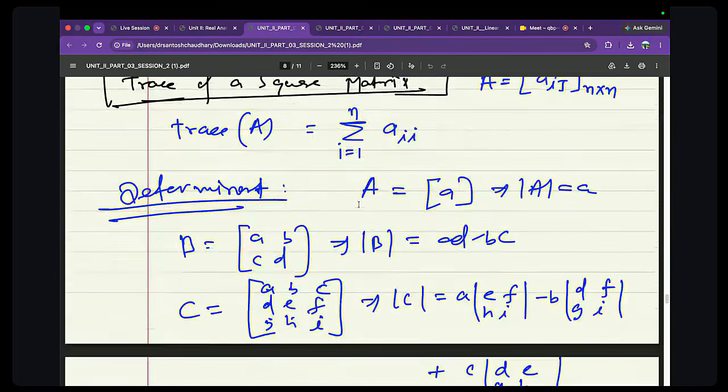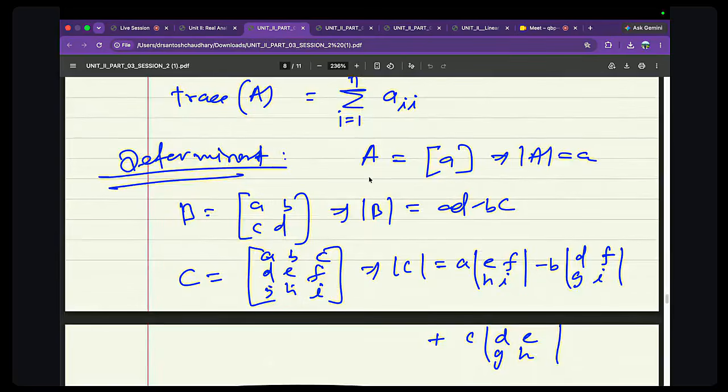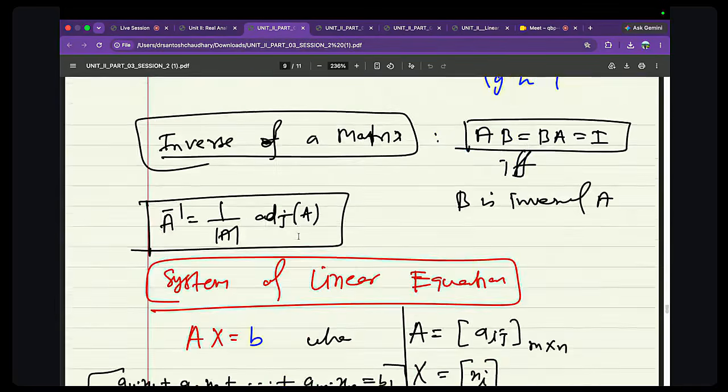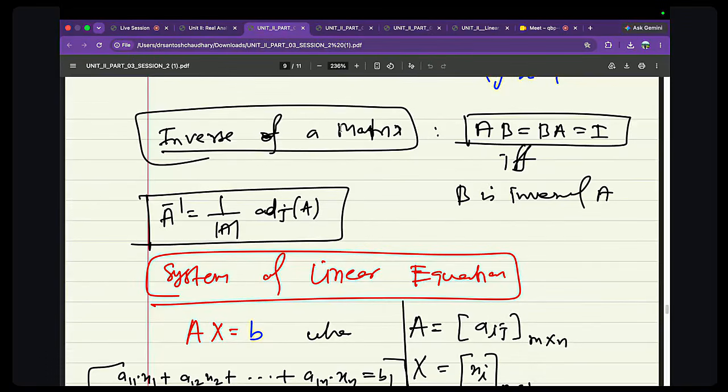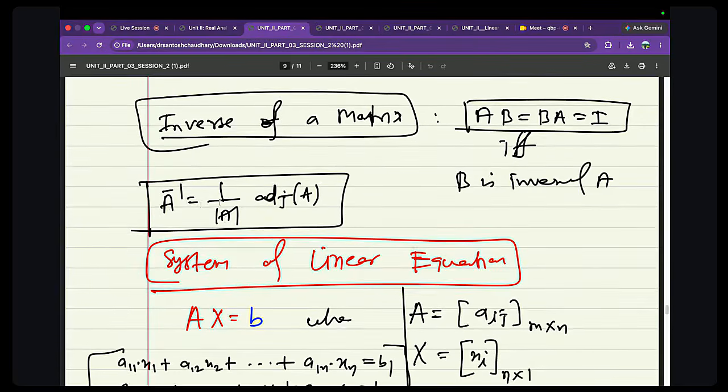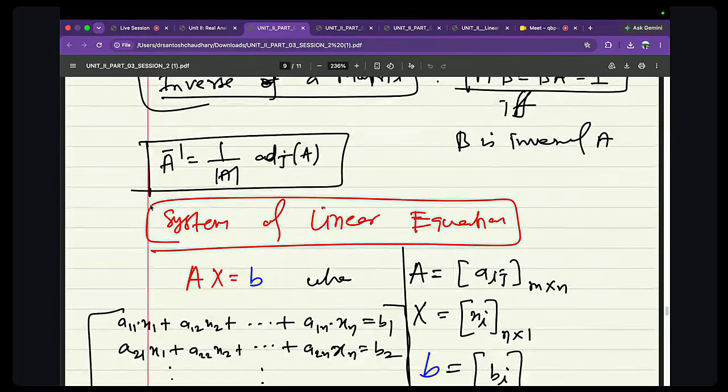Trace is the sum of all diagonal entries. Determinant is a number associated with every square matrix, and you know the way to find it. Inverse: a matrix A is said to be invertible if and only if AB = BA = I, and then B is the inverse of A and A is the inverse of B. There are many ways to find the inverse. One of the ways is the formula 1 upon determinant A times adjoint A. If the determinant is 0, the matrix is not invertible and the inverse does not exist.